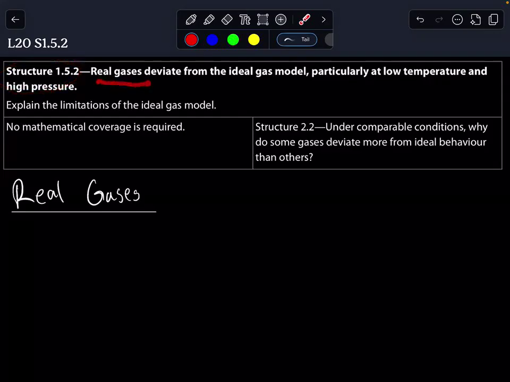We're talking about real gases, how they deviate from the ideal gas model, and specifically at low temperature and high pressure. And we'll figure out why that makes sense. There's also one more way they deviate, and we'll talk about it as we continue into real gases.